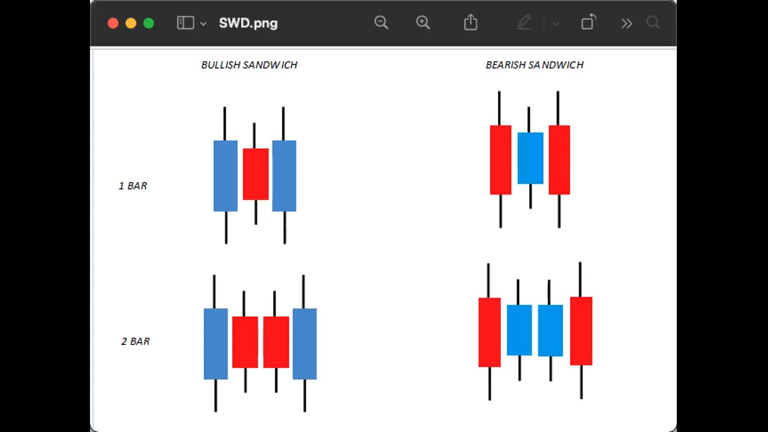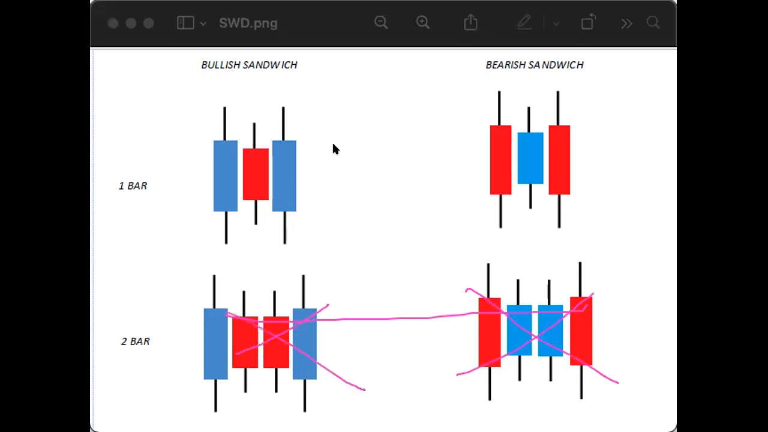I want you to master the single one first, so right now just ignore the double one. Concentrate on this, because that's what we are going to be seeing more. The blue is the bullish candle, right? Yes, bullish candle.